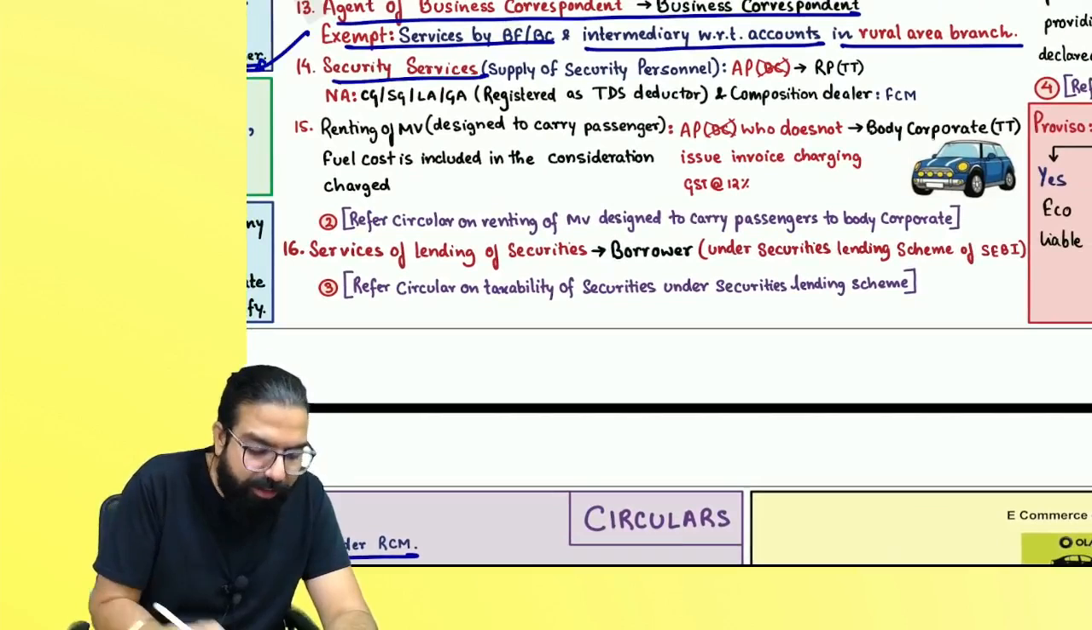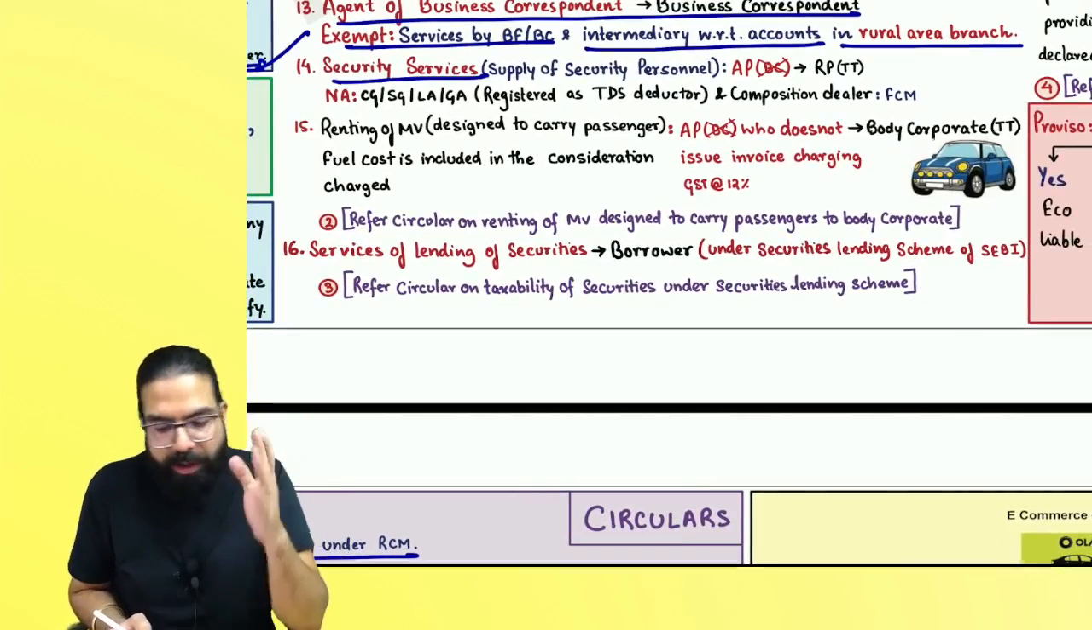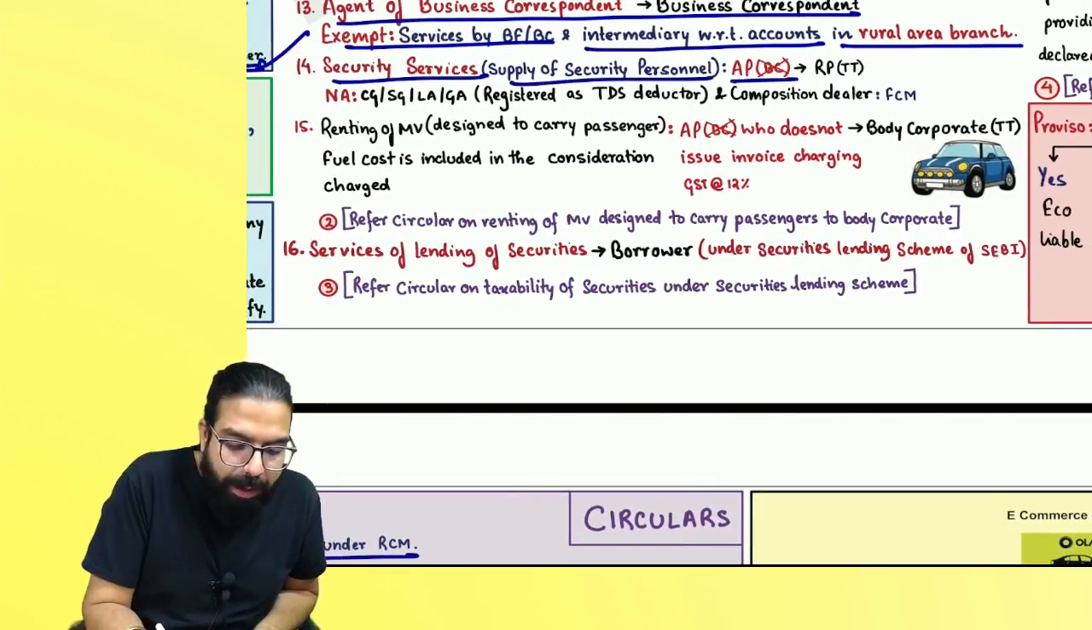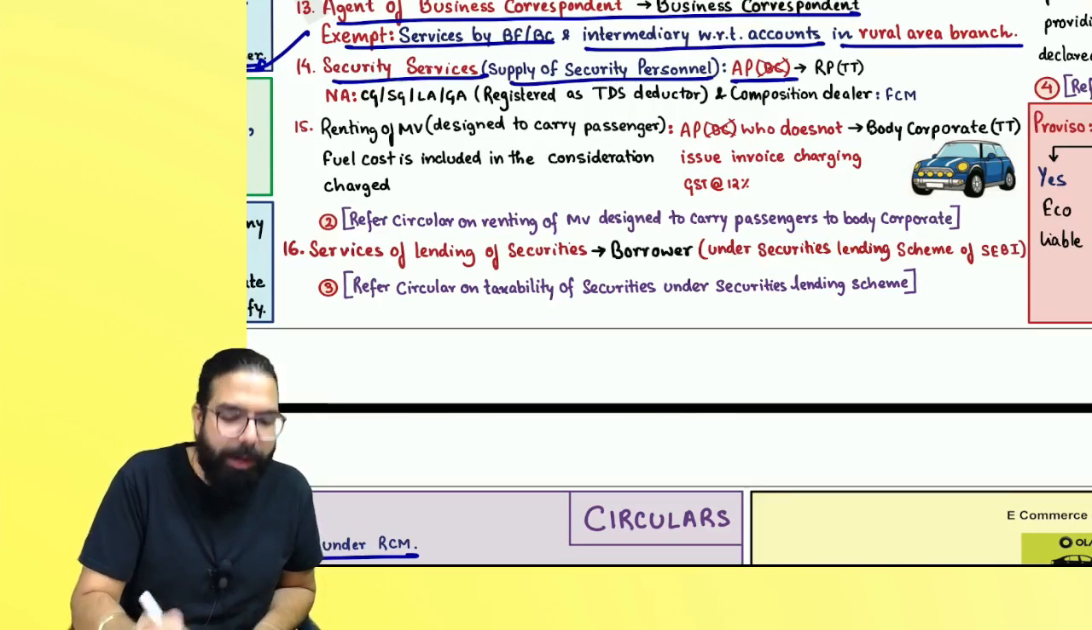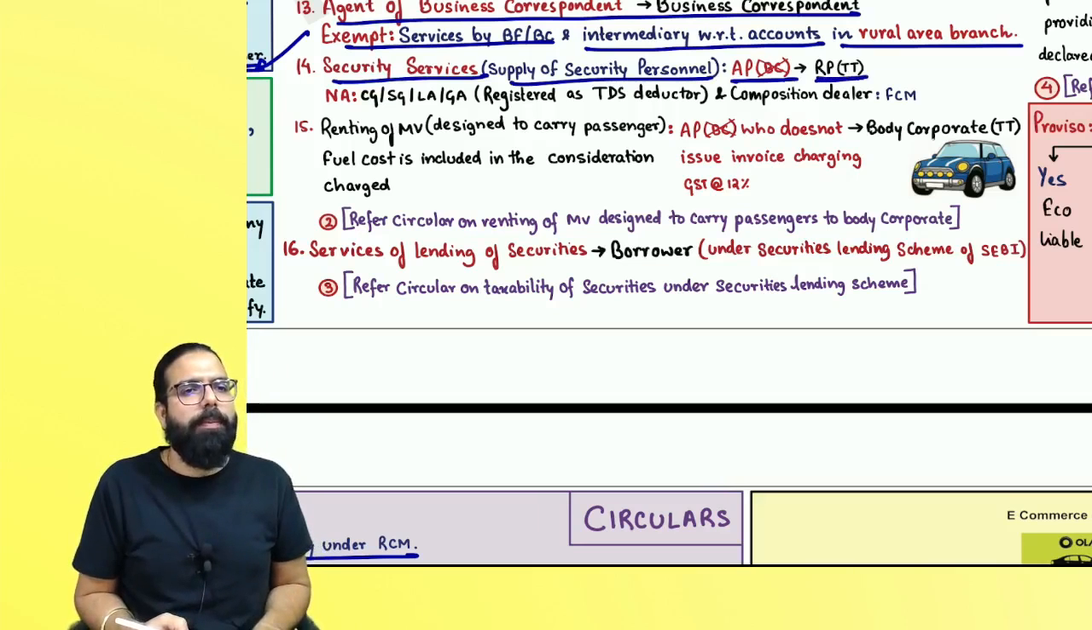The next one is security service. Remember one thing, security service means providing security guard, security personnel services by any person other than a body corporate. If it is given to whom? A registered person in the taxable territory, then the registered person will pay the GST under RCM.